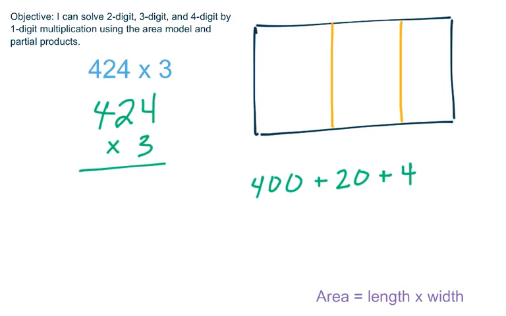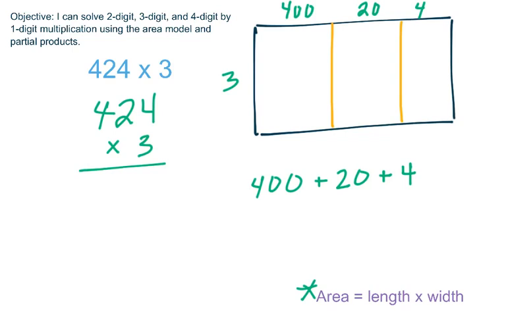Now I take those 3 numbers, and that's what's going to go on the top of my chart here. So I'm going to have 400, 20, and 4. And again, if I think area equals length times width, I need to think about what I am going to multiply each of those numbers by. Well, I'm going to multiply them by 3. Alright, I've got my area model set up. Now it's time to solve.